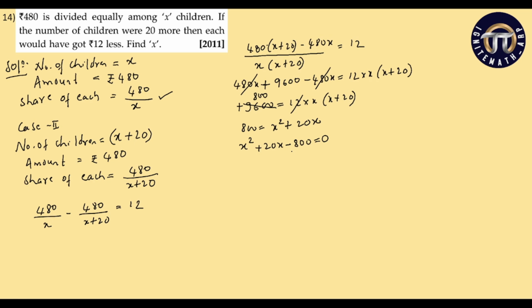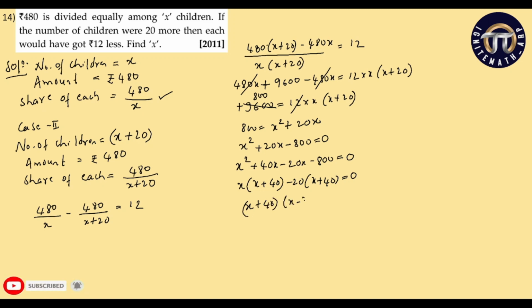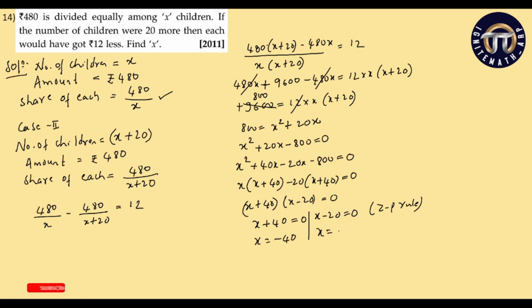Right, if it is possible to take out anything common, you would have taken it, but it is not possible over here. So I need to factorize it by splitting the middle term. x square plus 40x minus 20x minus 800 is equal to 0. So x is taken common, x plus 40, minus 20 is taken common, x plus 40 is equal to 0. So x plus 40, then x minus 20 is equal to 0. So x plus 40 is equal to 0 or x minus 20 is equal to 0. This is zero product rule. So x is equal to minus 40, x is equal to 20 I get.